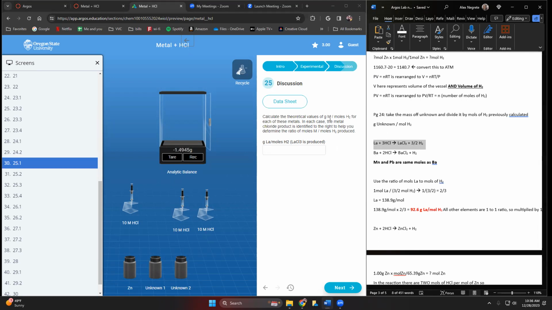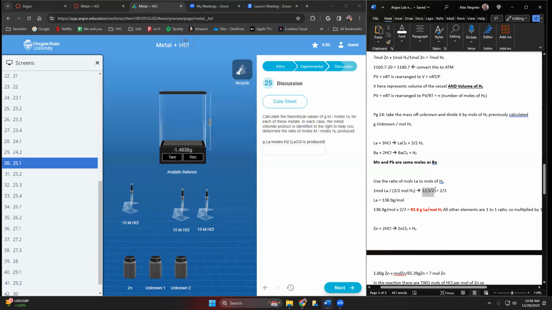So, in order to calculate this, we do need the molar mass of lanthanum. The periodic table will show you 138.9 grams per mole. But the mole ratio here is different. It's not a one-to-one ratio. It's 1 mole of lanthanum over 3/2 moles of hydrogen gas.